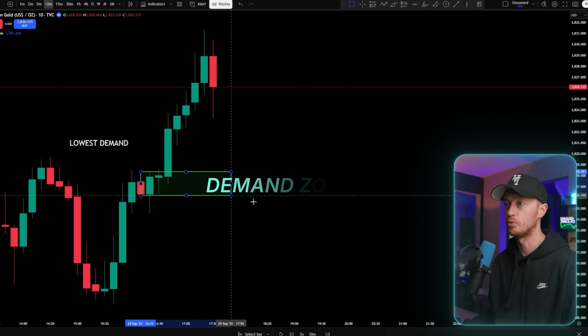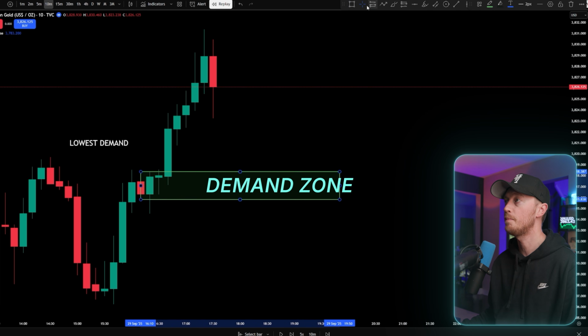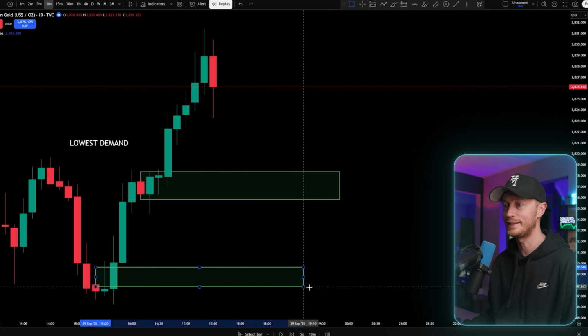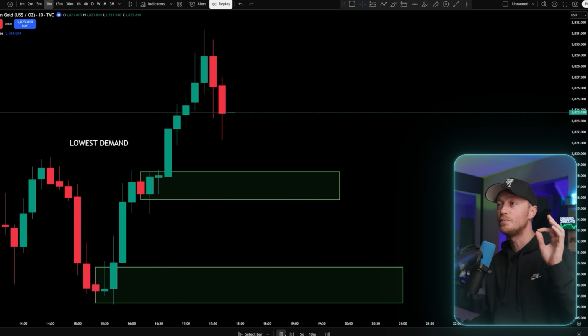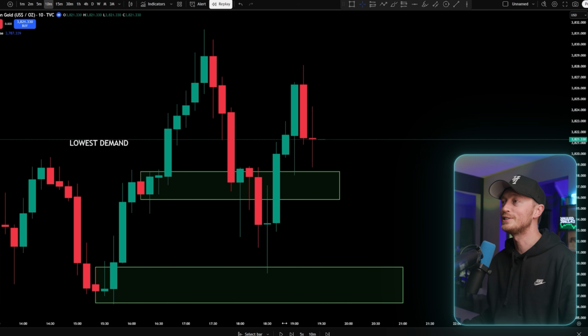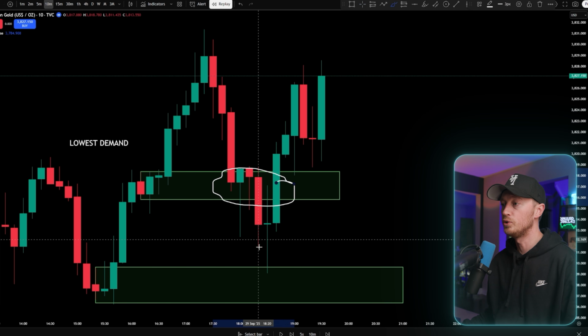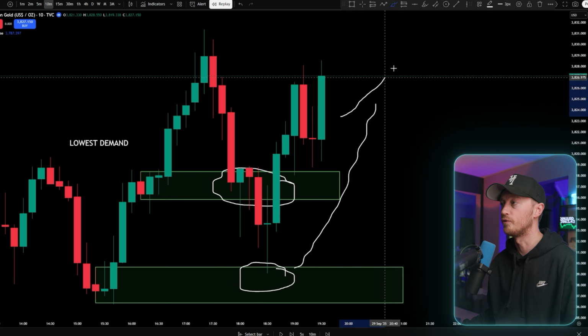For the lowest demand, look, as price pushes up here, we actually create multiple demand zones. We have a demand zone right here from that big push up. We've got a demand zone right here from this big push up. And what I want you to know is the lowest demand is always the strongest demand. This demand didn't hold. This demand held perfectly.